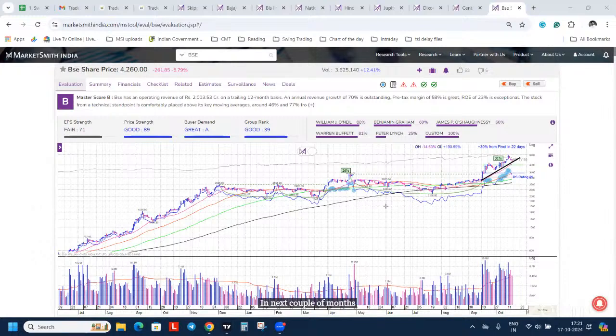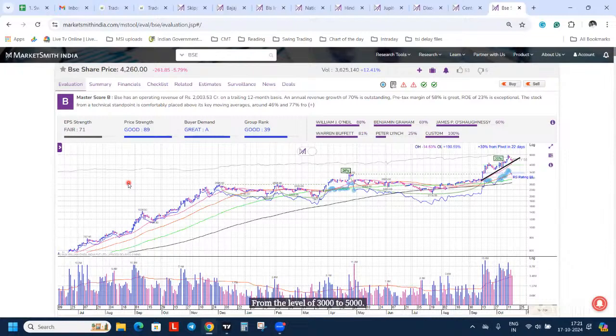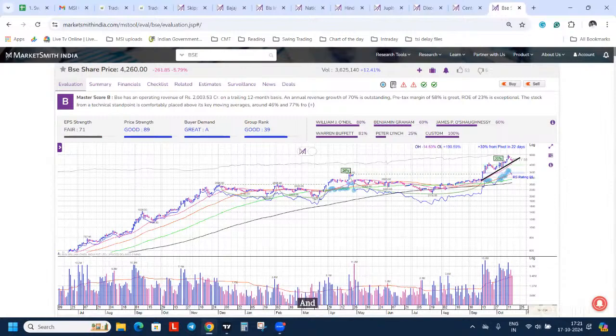That happened mainly because one part's loss is ultimately another's gain, it is zero sum. So maybe because of NSE derivative restrictions, BSE has gained substantially. This is my guess. But now, from the last couple of days, it is showing some negativity. The phenomenal move from 3,000 to 5,000 means this particular stock may take a pause. I'm not denying that. Now it is showing some pause and it has corrected from the level of 5,000 to the current zone of 4,200, 4,300.